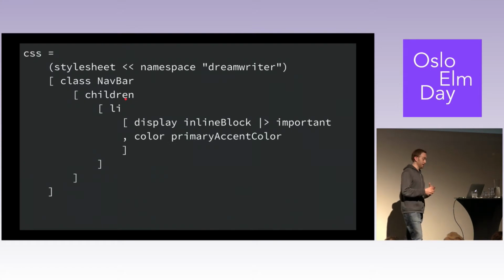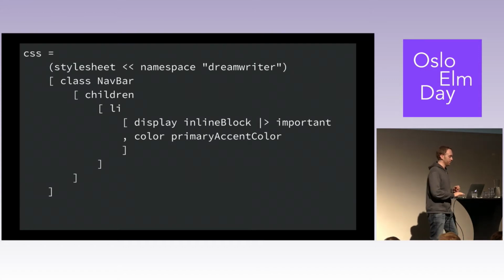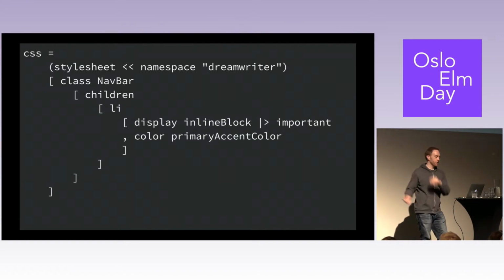Descendants was another problem because the way you specify descendants in CSS is by using nothing. You just say navbar space li. And that really didn't fit well with this mode of doing things. So to be consistent, I have children, descendants, adjacent siblings, stuff like that. All of them specify the different relationships, and they compile to the correct CSS.